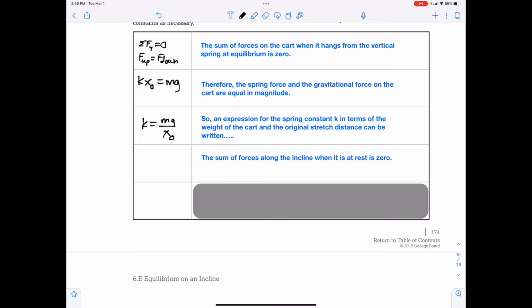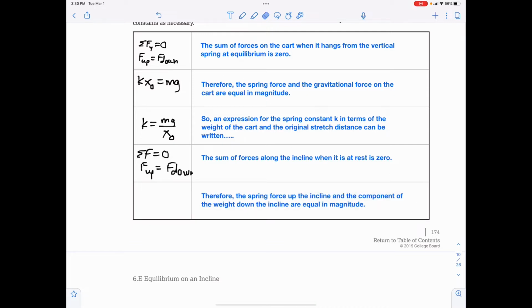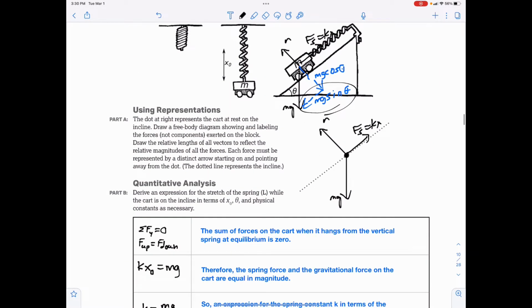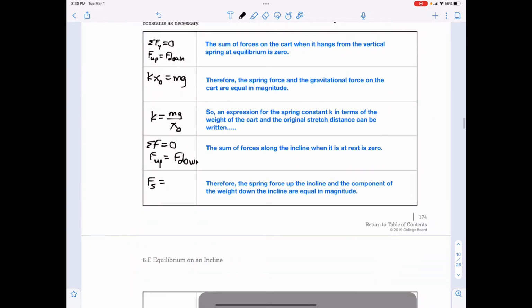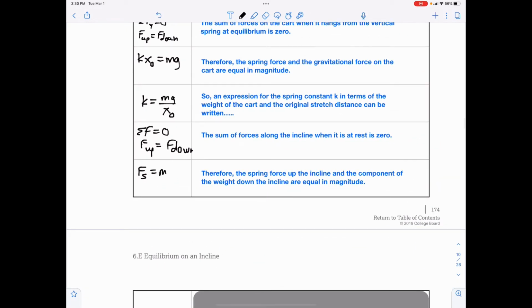Okay, so now on the incline itself, again, sum of the forces equals 0, which means forces up the incline equal forces down the incline. Therefore, the spring force going up is going to equal the component of the weight going down, which would be mg sine theta. Those two are going to balance each other. Which means kx equals mg sine theta.